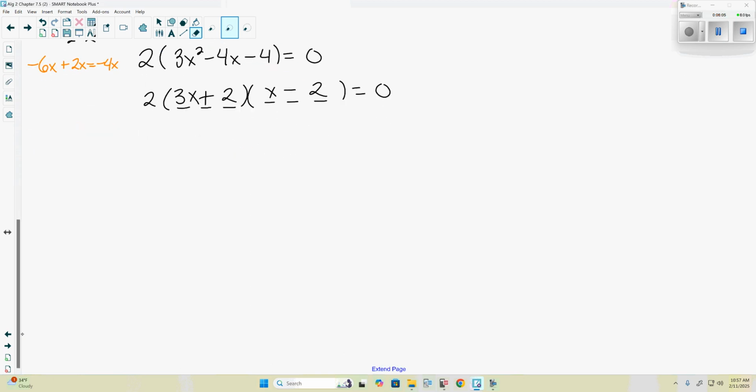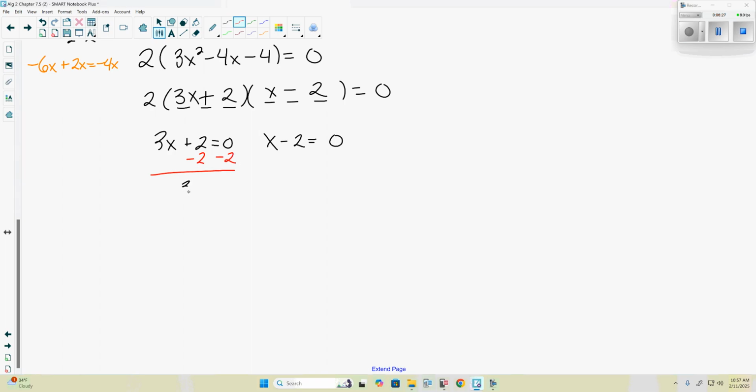Since we do have the correct middle term and we have 2 or more things multiplied together to equal 0, one of these is going to have to be 0. Either 3x plus 2 is 0 or x minus 2 is 0. We can start off with our 3x plus 2. So at this point, we just need to solve.